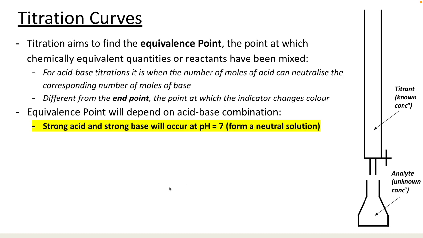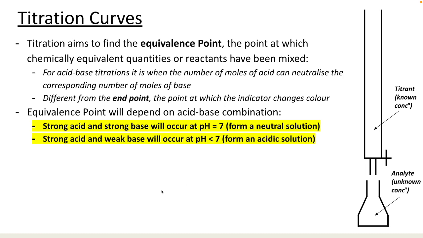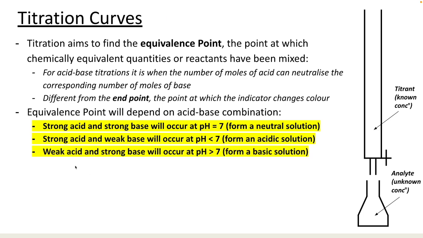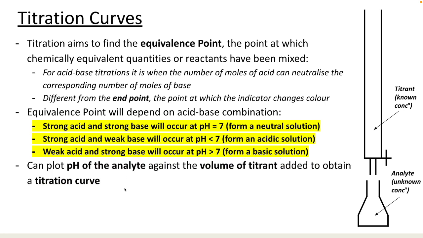But we could also have a strong acid and a weak base, in which case we're going to end up with a pH of less than 7. If we've got a strong acid and a weak base, we're going to end up in that acidic region, forming an acidic solution. And our third combination is the weak acid and the strong base, where the strong base means we'll form a basic solution at the end with a pH greater than 7. We'll go into all of those in depth one by one.